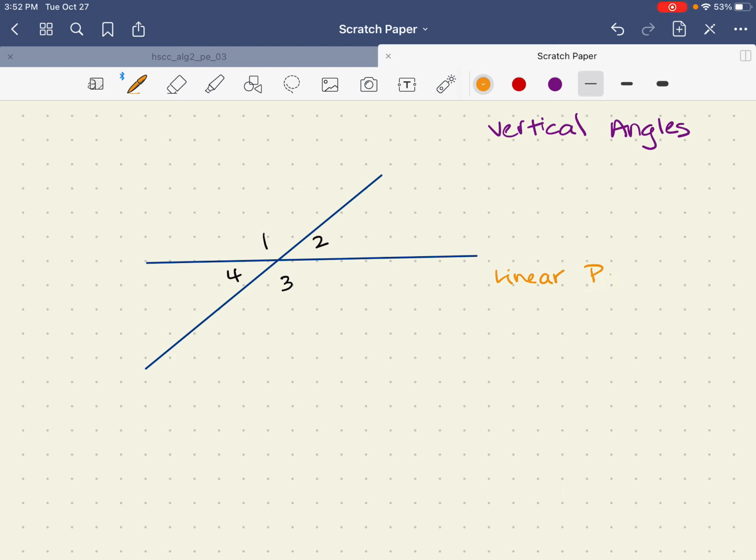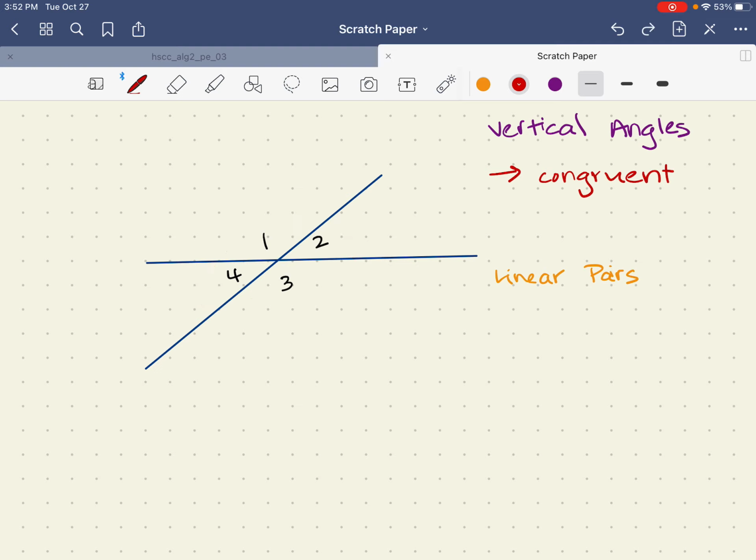Now, each of these has its own theorem associated with it. The first one is the vertical angles. The vertical angle theorem states that they are going to be congruent. What that tells you is that whatever angle 2 is, angle 4 will be exactly the same. So angle 2 and 4 are congruent because they're vertical. And angle 1 and 3 are vertical. That means angle 1 is congruent to angle 3. So that's the vertical angles congruent theorem.